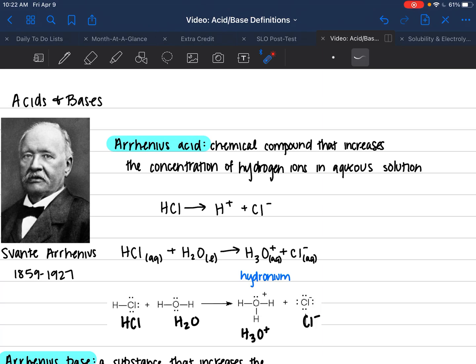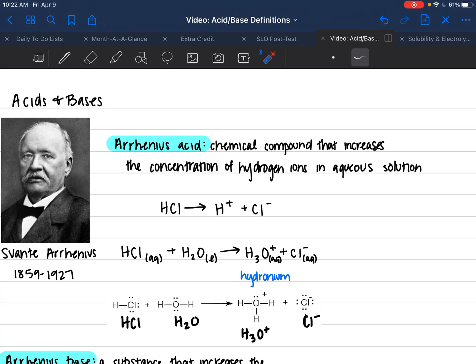Notice when we have hydrochloric acid in water, it looks a little bit different. So we have our hydrochloric acid, and it's aqueous, and we have water, which is liquid, since that's pure water. Now when we mix those together, that hydrogen from our hydrochloric acid will attach to water, and then that chlorine will be by itself. So we're not actually increasing the concentration of hydrogen ions in aqueous solution. If you look at it technically, we're actually increasing the concentration of something called hydronium, that H3O+.